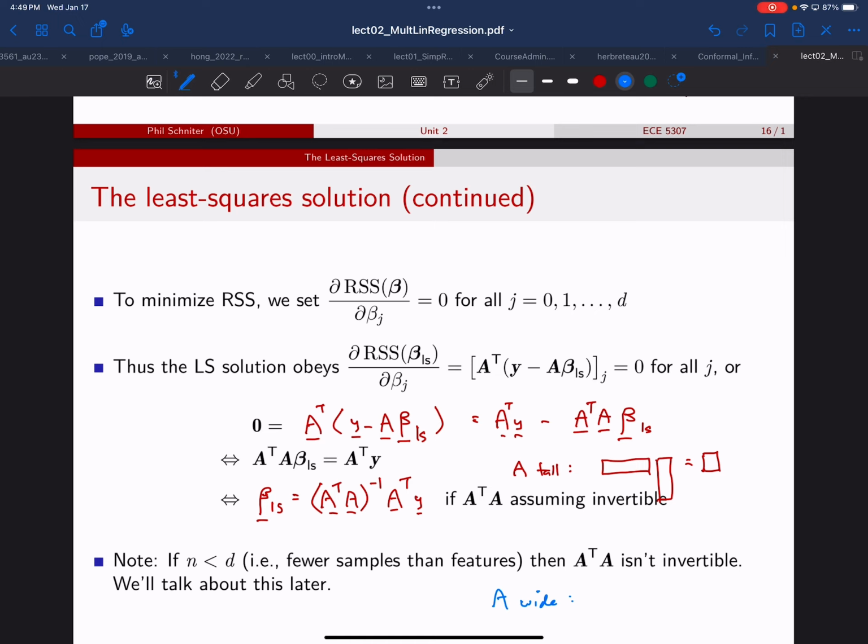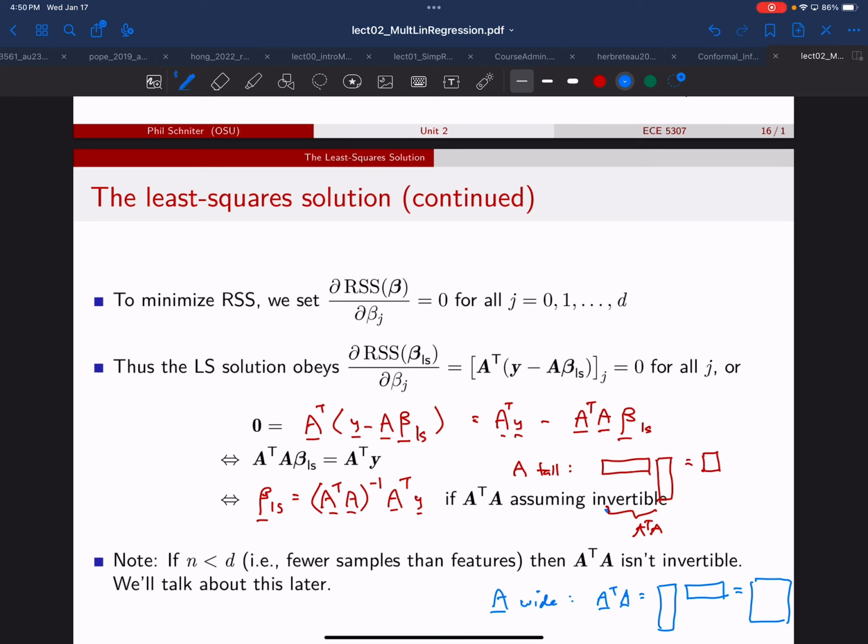So this one I'm drawing here is A transpose A. If A is wide, then A transpose A looks like this times this, which is a big matrix like that. But it turns out that that matrix will not be invertible. And so this approach fails. We will need to come at it with a different strategy, and we'll talk more about that later.